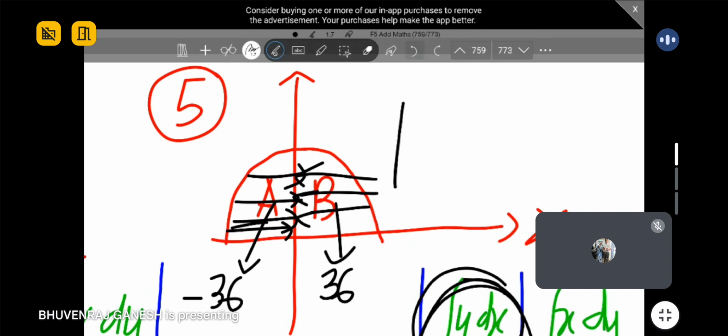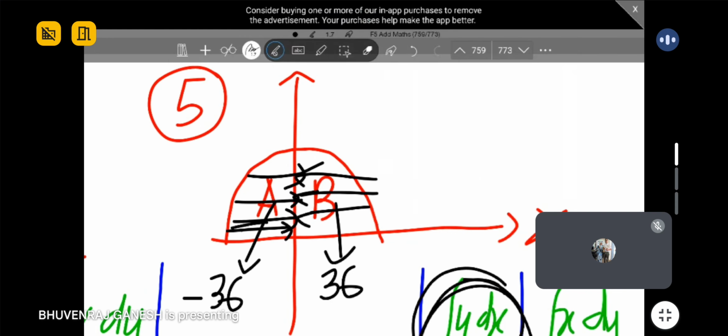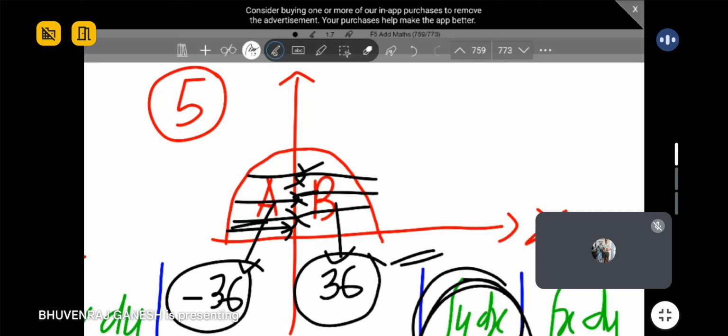So now guys, let's say lah, saya tak guna modulus. Okay, kalau kamirkan terhadap paksi Y. So kamu lihat guys, negatif 36 tambah 36. What is your answer, guys? Untuk luas? Kosong. Tak logik kan? Macam mana luas yang ni boleh kosong?